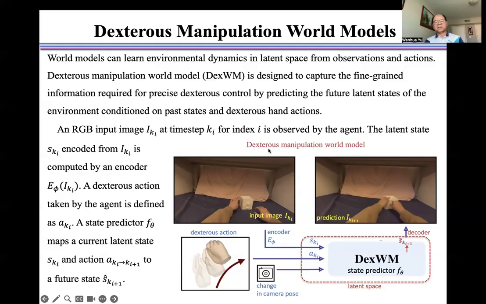As shown here, this is the dexterous manipulation world model. This is the input image and this is the prediction of the next state. This is the encoder and this is the decoder, this is the dexterous action and this is the change in camera pose. The state predictor F_state uses these three as input to predict the next latent state s_ki+1 caret.